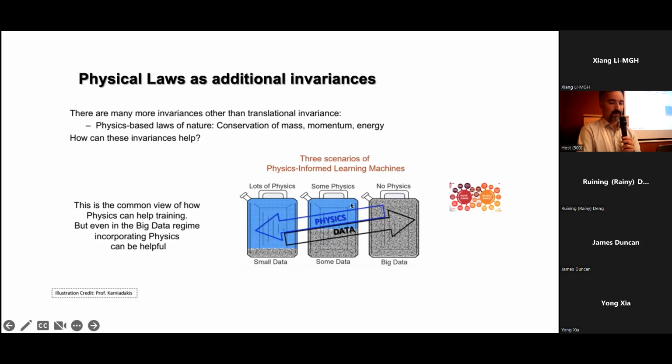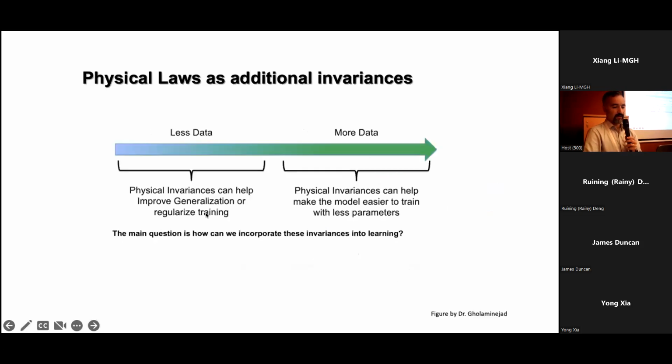you could get help from the laws of physics and biology and nature to fit your data, make it more generalizable. Even when you have a lot of data, they can make the models easier to train with fewer parameters, but especially if you have less data, which is a reality in medical imaging, they can improve generalizability and regularize training. So the main question is how we can incorporate physics and biology into learning, right?